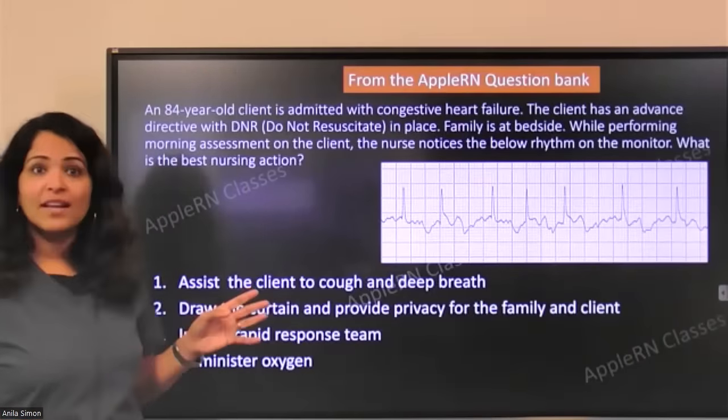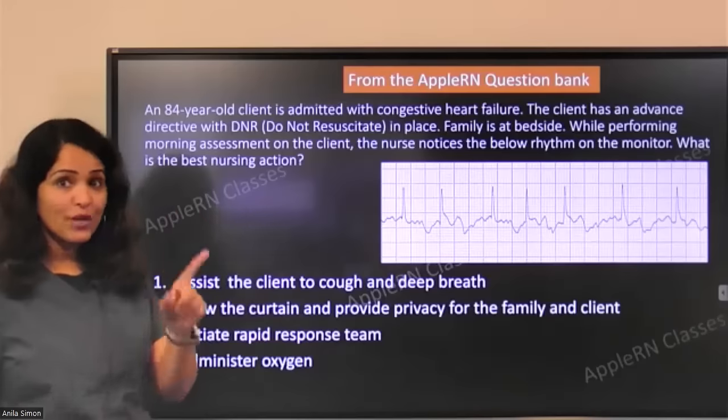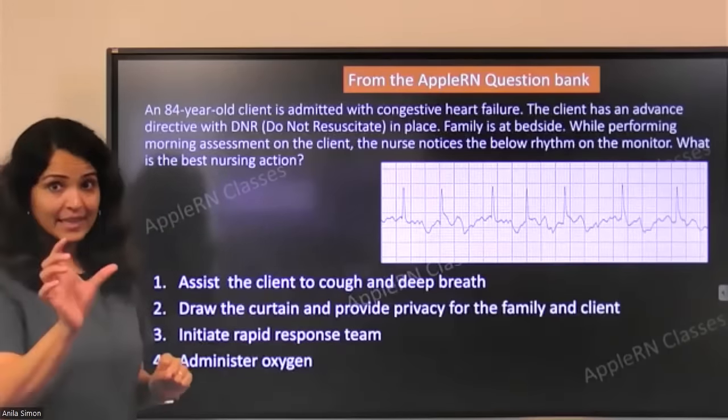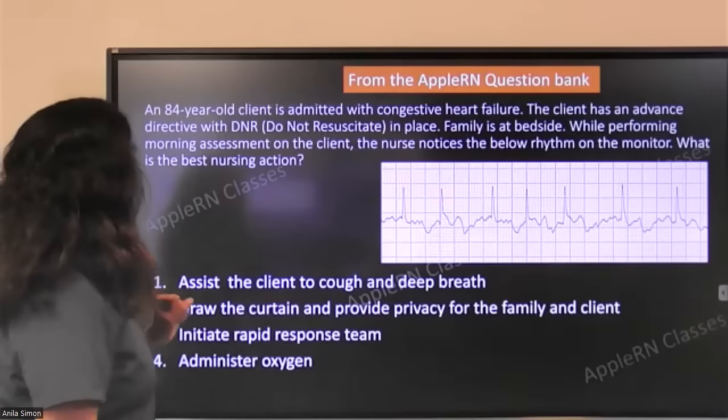An 84-year-old client is admitted with congestive heart failure. The client has an advance directive, DNR, in place. Family is at bedside.